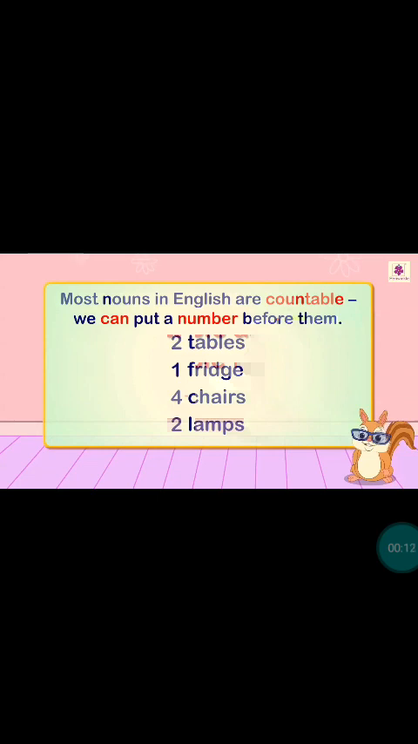Most nouns in English are countable. We can put a number before them. If you see over here, 2 tables, 1 fridge, 4 chairs, 2 lamps. So, whatever we can count, we call them countable nouns. It can be 1, 2, 3, 4, 5, 6. For the countable nouns, we put a number before them.